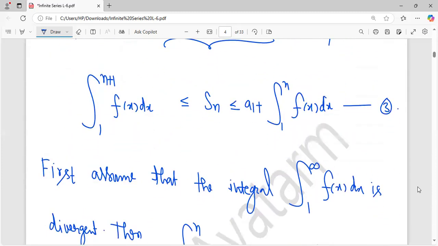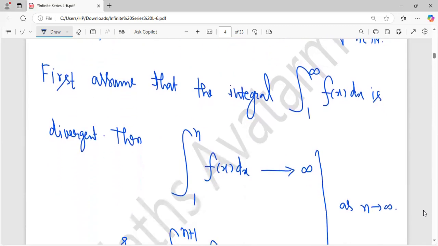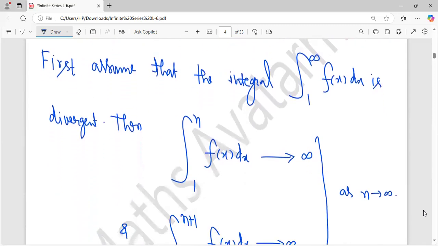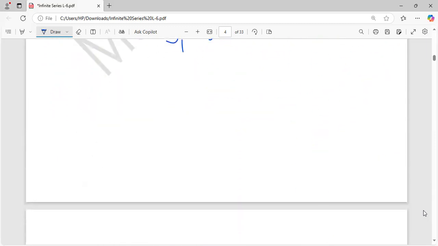So this third inequality is true for all n belongs to N. Now this integral is divergent. We have assumed that the limit will not exist; it will be infinity, because if the limit is finite, it would be convergent. We have assumed that the integral is divergent, so this will be divergent.